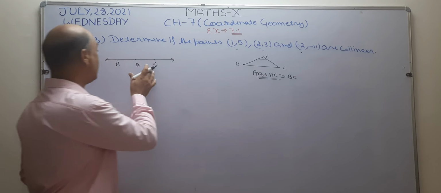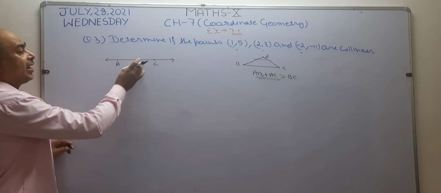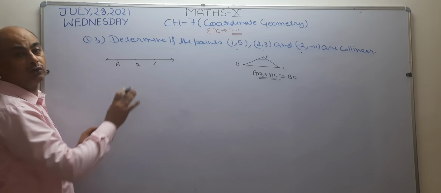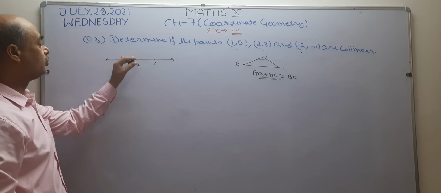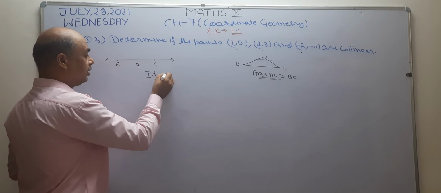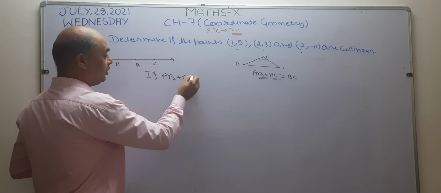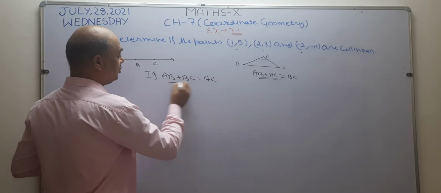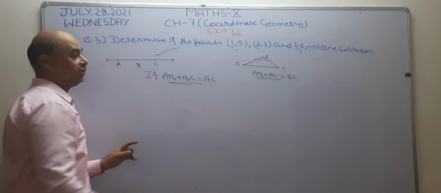But if the points are collinear, then the sum of any two sides is going to be equal to the third side. I write here: if AB plus BC is equal to AC, then the given points are collinear.